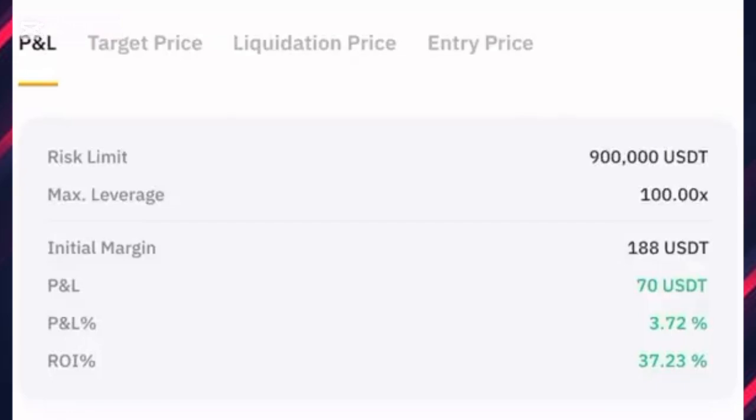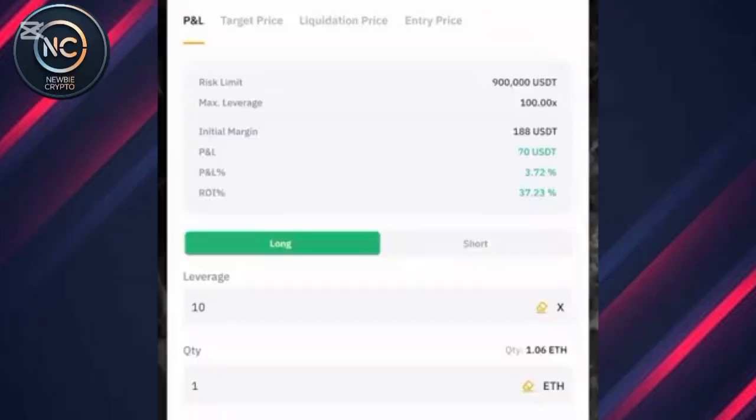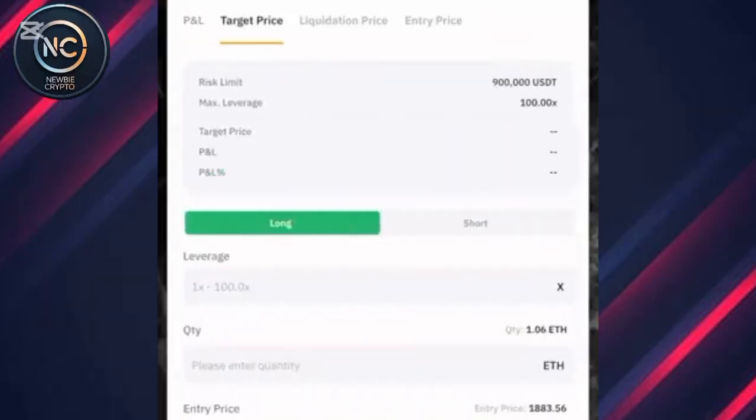So you can see it will show you the amount of P&L you'll make if you enter at a particular price and exit at a particular price. So let's say before you enter a trade, you want to calculate what you'll make or what you will lose. You can use the P&L to do that. Now for target price, let's say you have an amount of ROI you want to make in your mind.